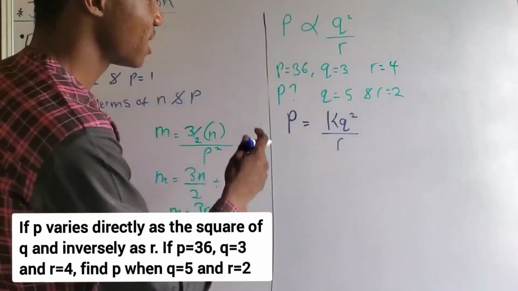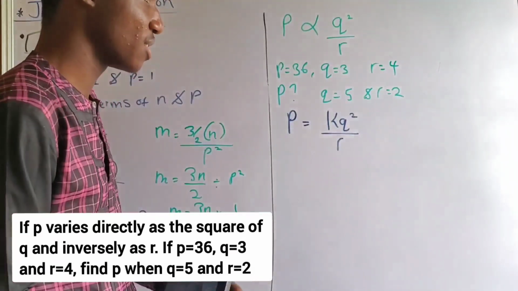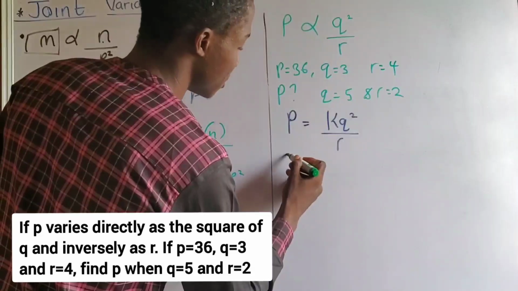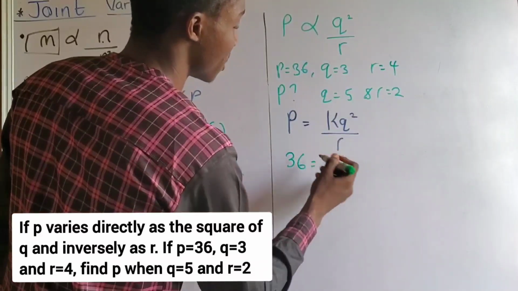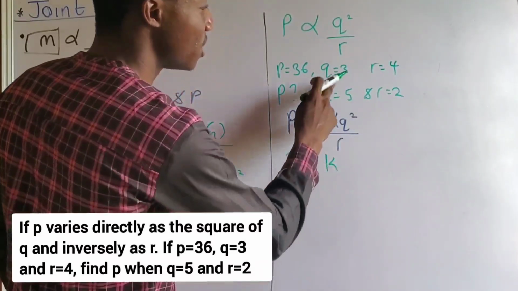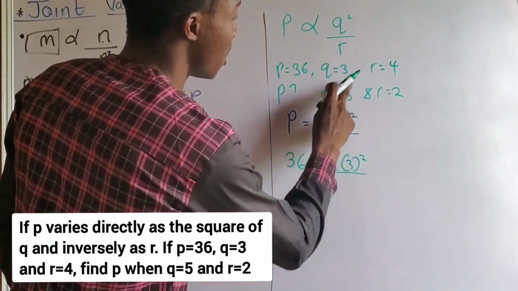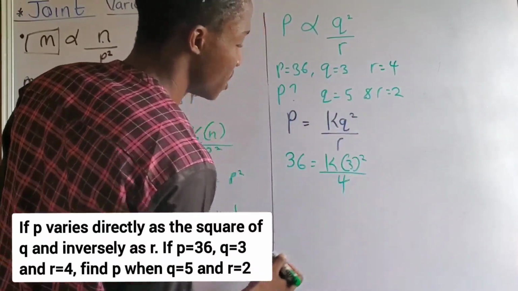So now let us get the value of the constant, which is k. Now for this I'm going to have p, which is 36. 36 is equal to k multiplied by q squared. Q is 3, so I'm going to have multiplied by 3 squared all over r. R is 4, so I'm going to have all over 4 here.